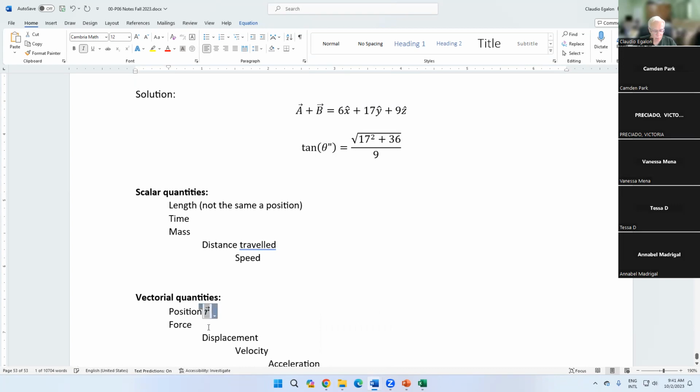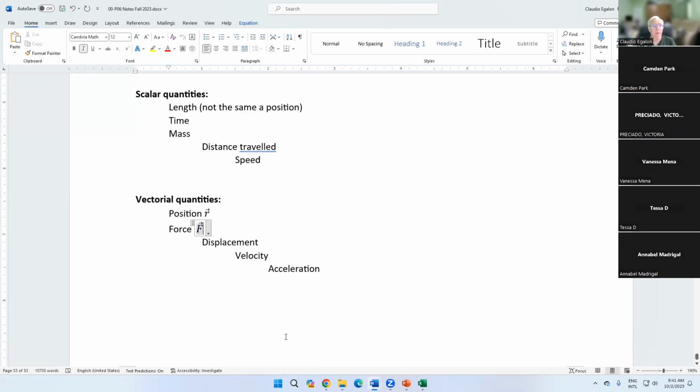The force vector, we usually denote it by the vector F. We didn't start talking in depth about force yet. The displacement vector, we denote it by the symbol delta r. The velocity vector, we denote by the symbol v.